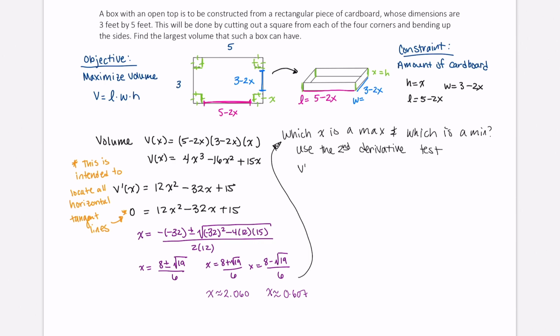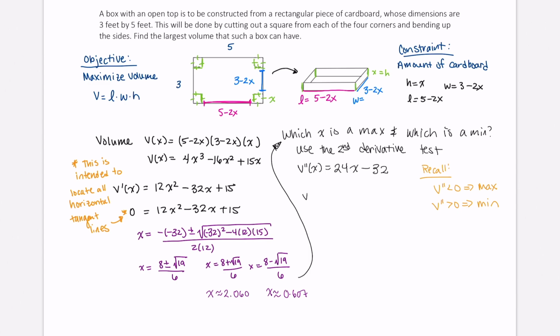Okay, so we know what our first derivative is. So v double prime of x will be the derivative of this function here. So that's 24x minus 32. Now, you don't need to come up with a super exact answer here. You just need to determine if the second derivative is larger than 0 or less than 0 at each of these. Remember, if v double prime is greater than 0, we have a min, and if v double prime is less than 0, we have a max.